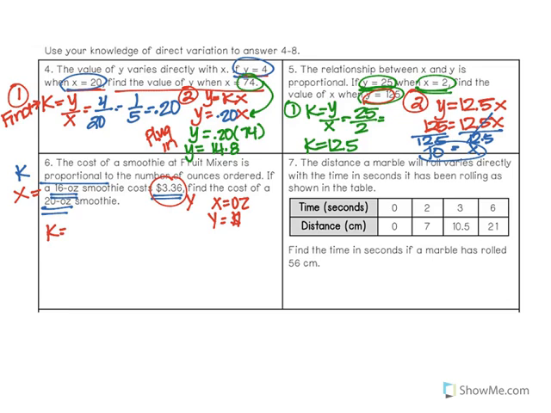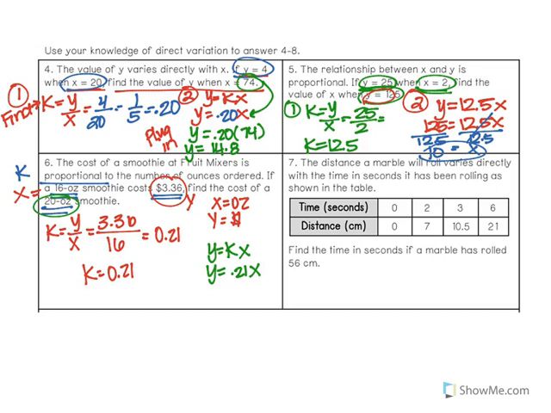So to find k, we're going to do y over x, which is $3.36 over 16. After I simplify that down, I get k is equal to 0.21. That was step 1. Step 2 is now taking y equals kx, which is y equals 0.21x. I'm going to plug in the 20. Again, we said ounces was x, so it's going to be y is equal to 0.21 times 20, and y is equal to $4.20.